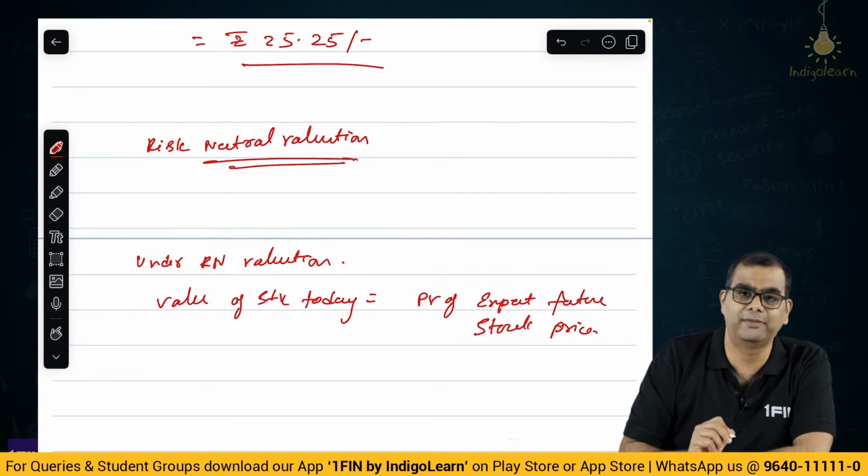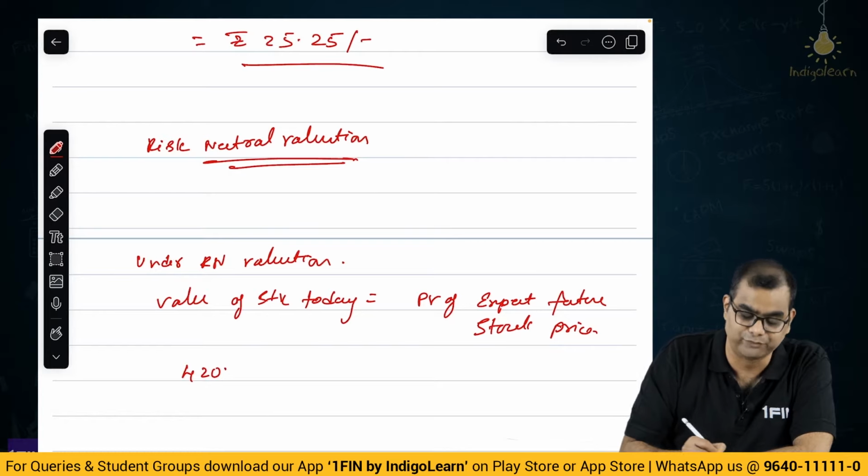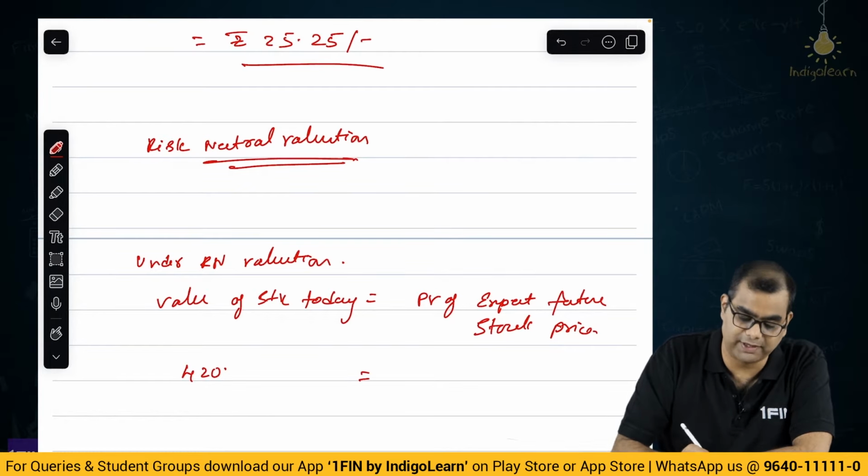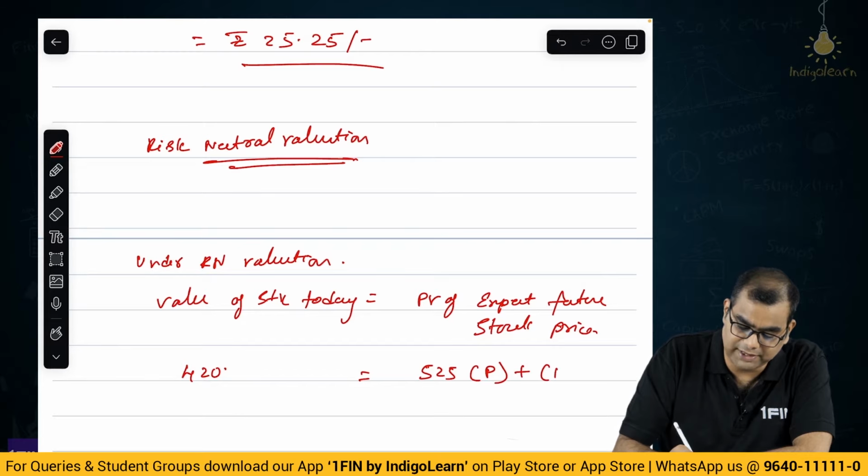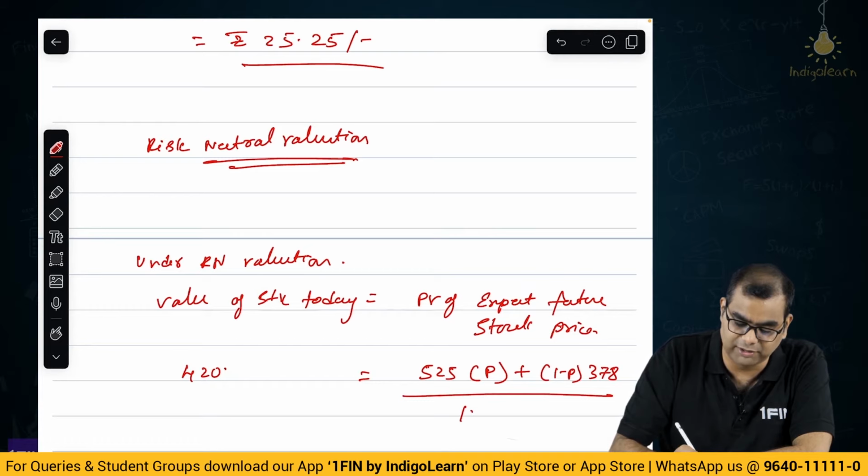Using this, you find out the probability. So what are they saying? What is the value of the stock today? Stock today value is at 420. Okay. What is the expected future price? You have either 525, which has P probability, or 1 minus P probability, which is 378. And this present value, which is by 1.0202.